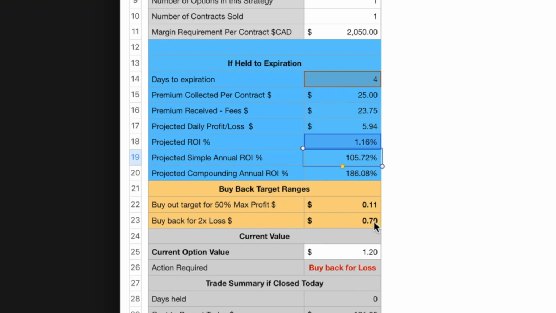Like, do not trade past this point. If the stock goes crazy and starts going up in value, once the option hits 70 cents, I would buy this out for a loss for 2 times my money.